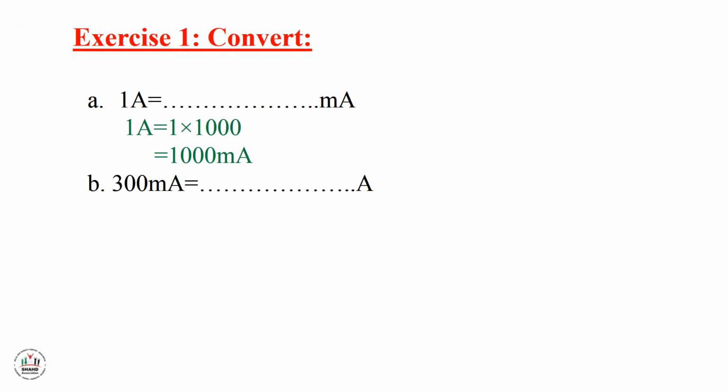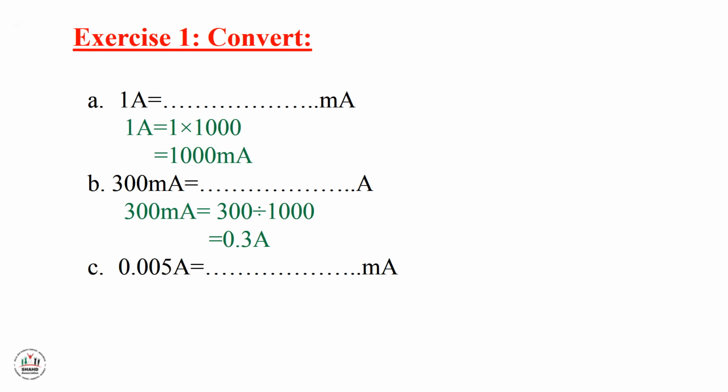The second example, 300 milliamperes, how many amperes? From milliamperes to amperes, we have to divide by 1000. So 300 divided by 1000 gives 0.3 amperes. The final example, 0.005 amperes, how many milliamperes? From amperes to milliamperes, we have to multiply by 1000. So 0.005 times 1000 gives 5 milliamperes.